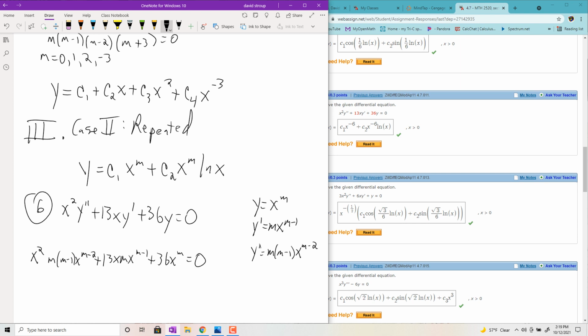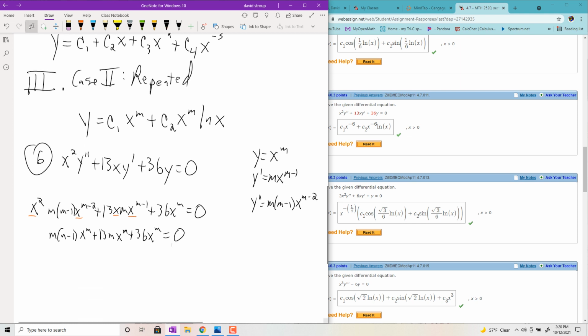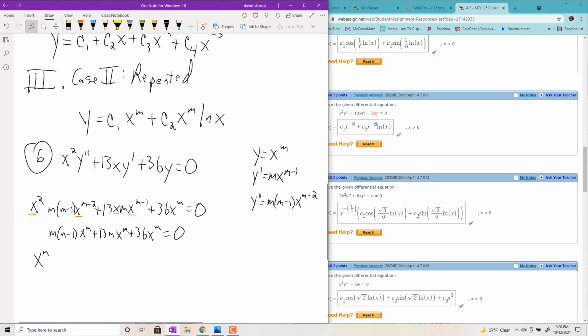And you see the x squared and the x to the m minus 2 will combine to give you x to the m. Here the x and the x to the m minus 1 will combine to give you x to the m. So all three terms will have a factor of x to the m, which you're going to be able to factor out. So just seeing that, 1 x to the m plus 13m x to the m plus 36 x to the m is 0. And then you could factor and throw out the x to the m portion, and you're left with m times m minus 1 plus 13m plus 36 equals 0.